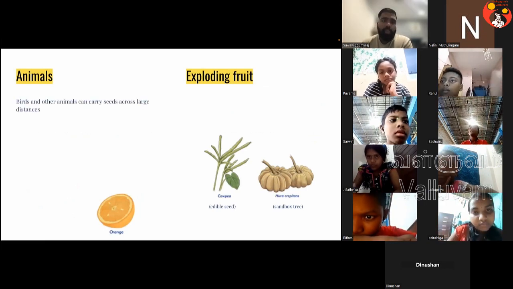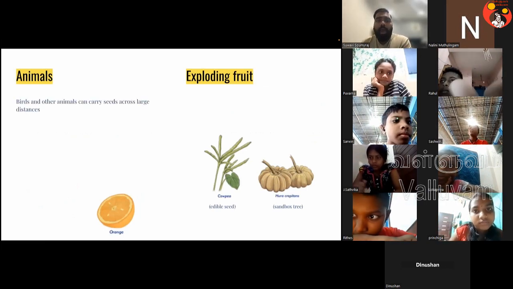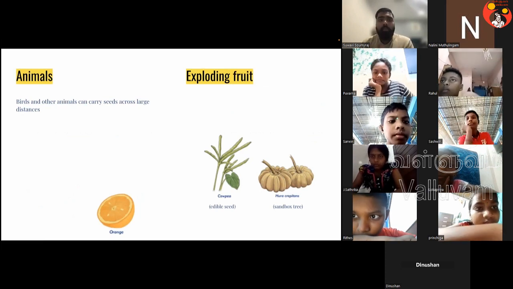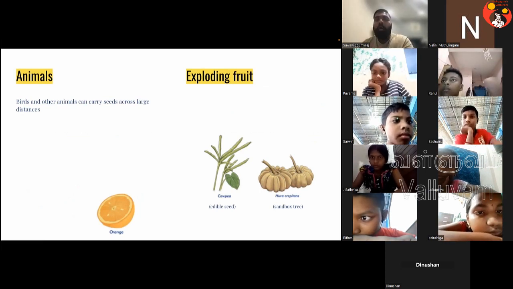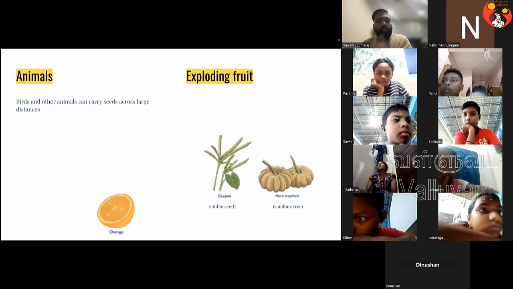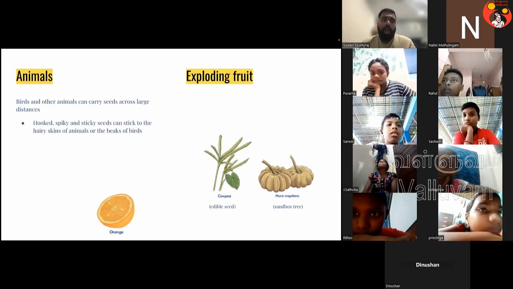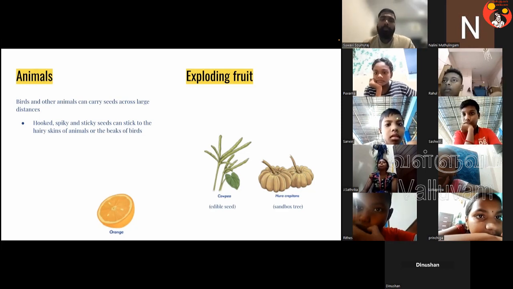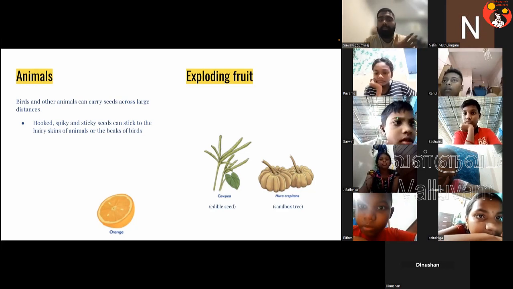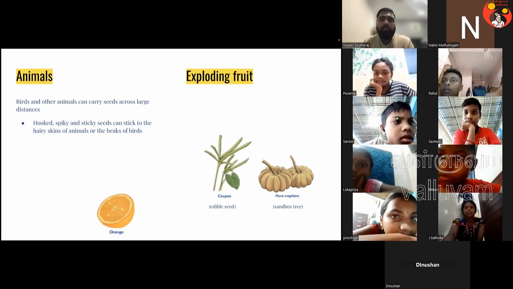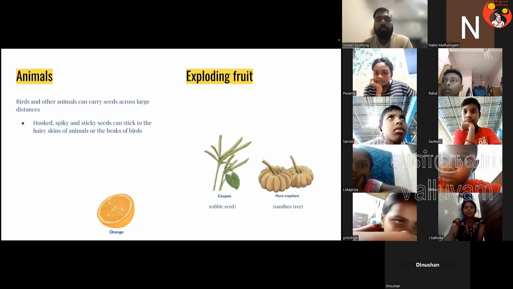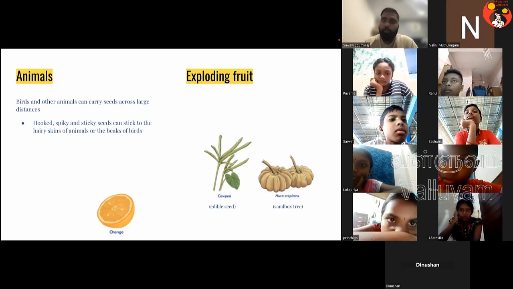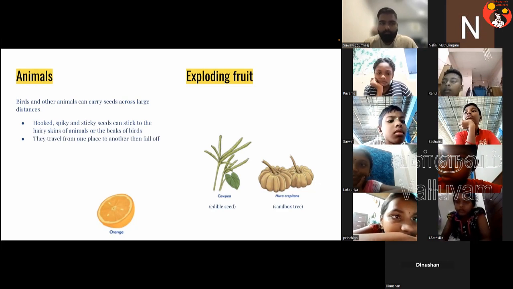Animals can also transport seeds. So it's specifically birds, right? They can carry them from one flower or tree to another. Hooked, spiky, or sticky seeds can basically get stuck onto certain animals or the beaks of birds, and again be transported from one area to another.